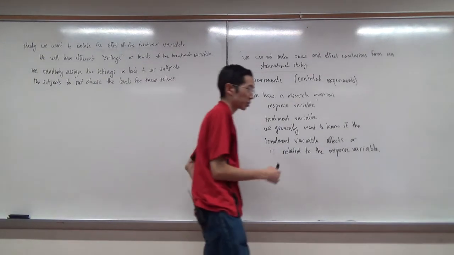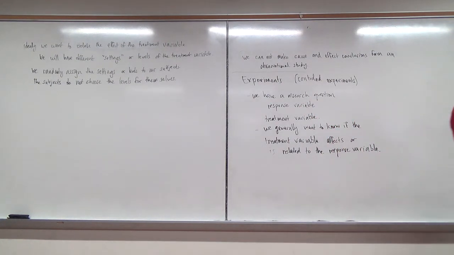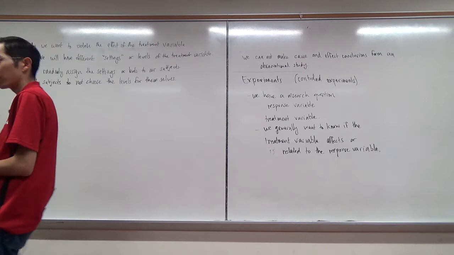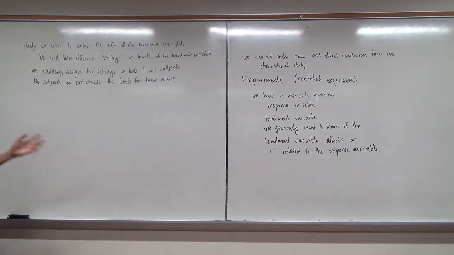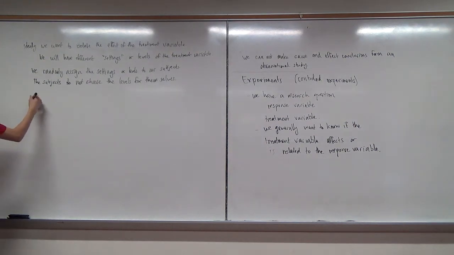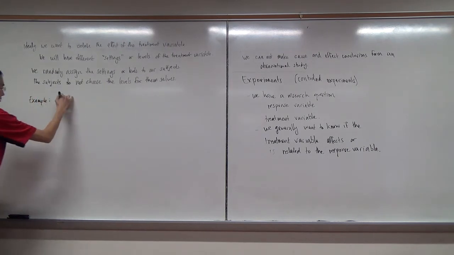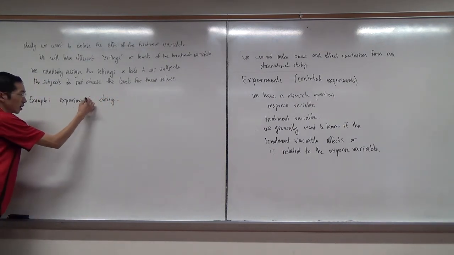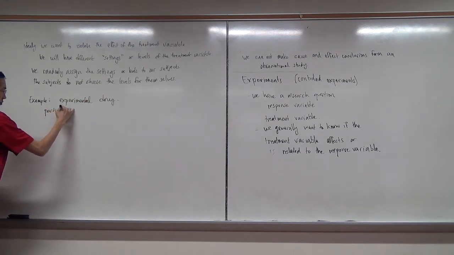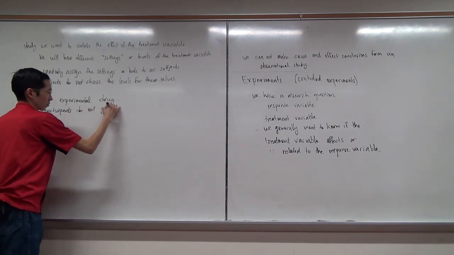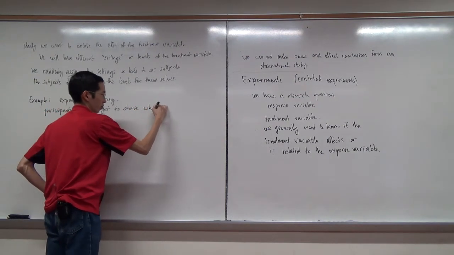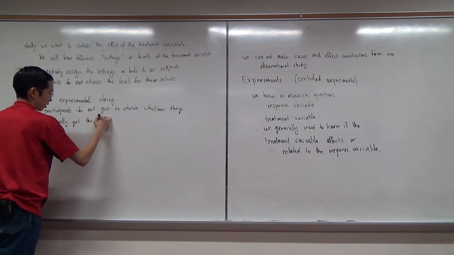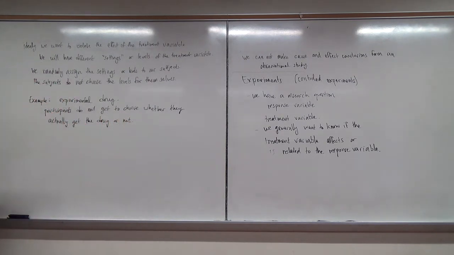So for example, if there's an experimental new drug, we want to know, is this drug effective? Okay. We call for volunteers or participants, but we do not tell them if they are getting the drug or if they're getting a placebo. Okay. They do not get to choose. Experimental drug.